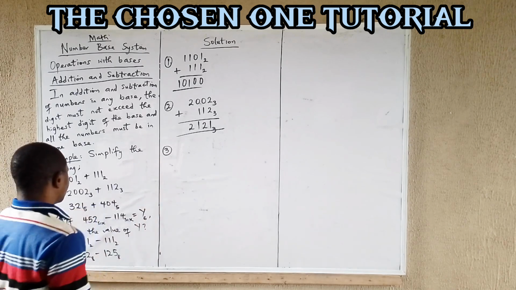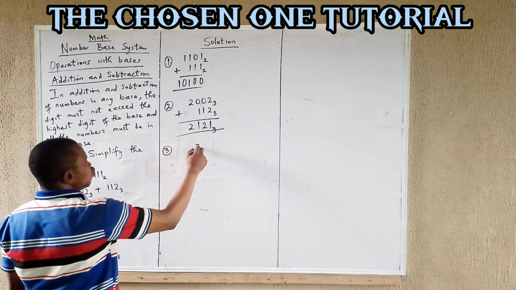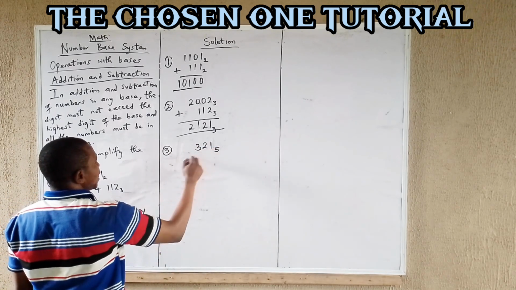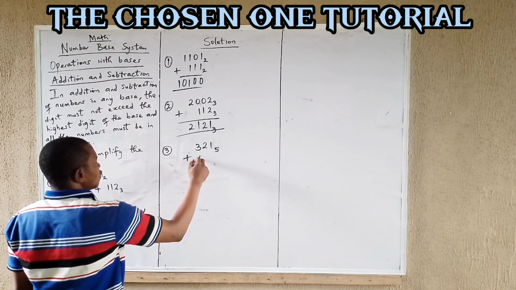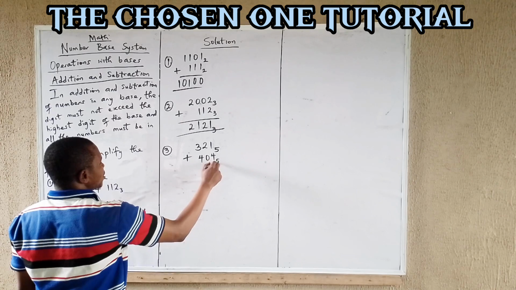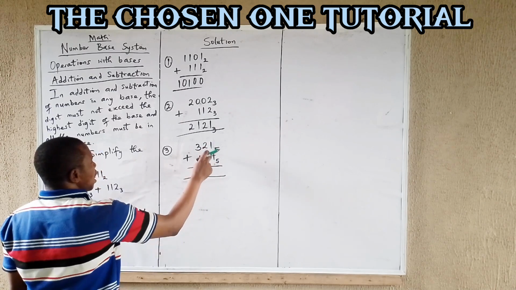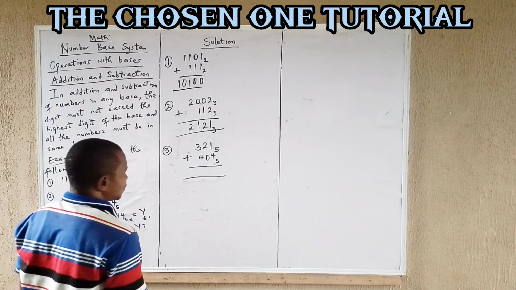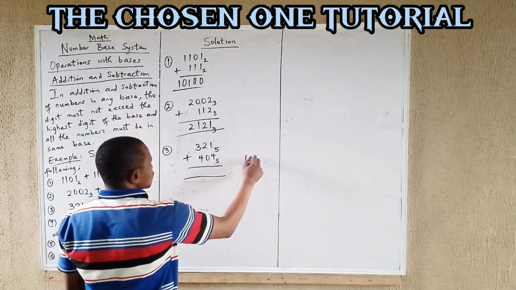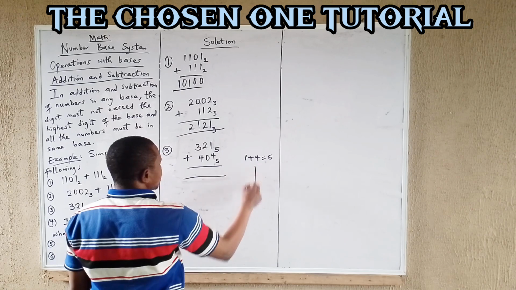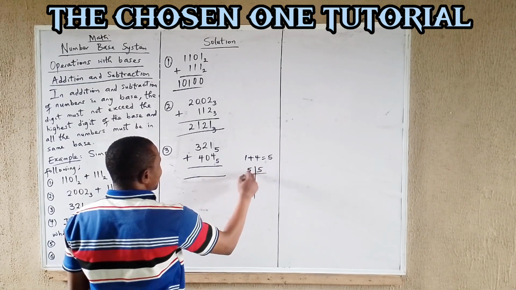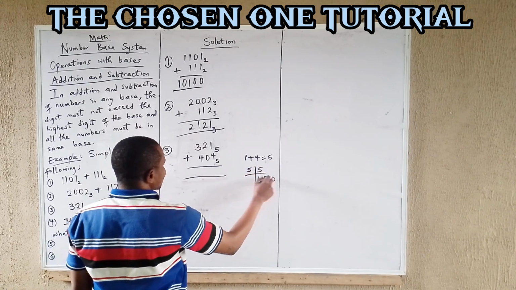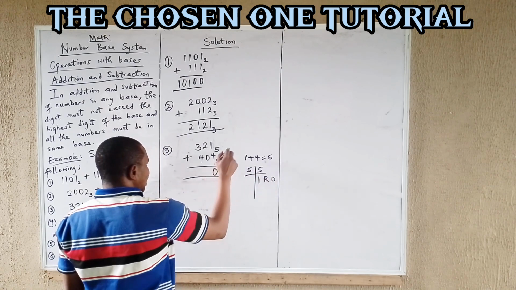Number 3, we have 321 base 5 plus 404 base 5. 1 plus 4 is equal to 5, and 5 in base 5 will be 1 remainder 0. So we are going to write 0 here and keep 1.